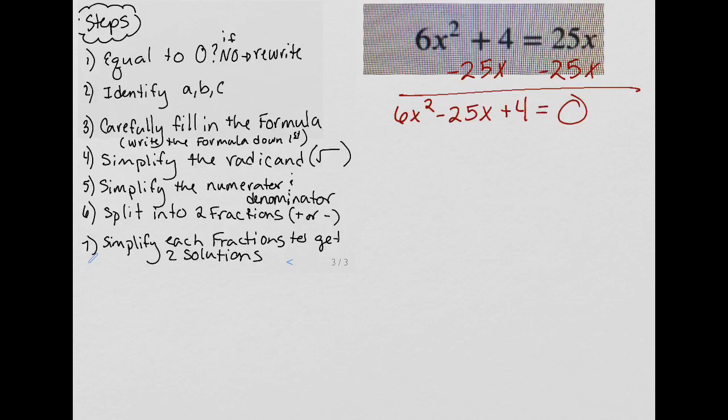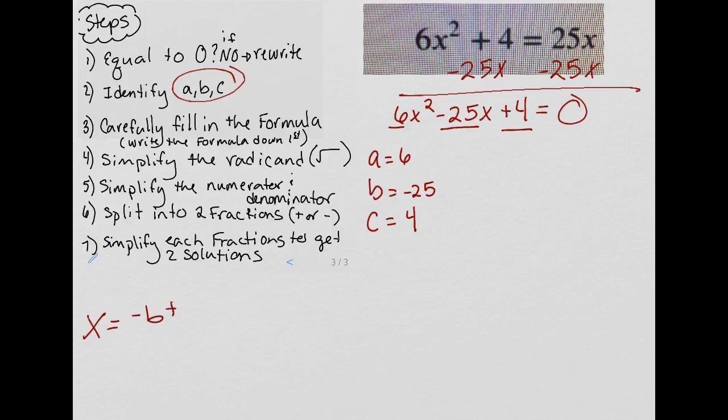Then I get to identify my a, b, and c values. A is a positive 6. B is a negative 25. Don't forget to be very careful with those signs. And C is a positive 4. Then I'm going to fill out the quadratic formula. But before I do that, I'm going to write the formula down by singing it. X equals negative b plus or minus the square root of b squared minus 4ac all over 2a.